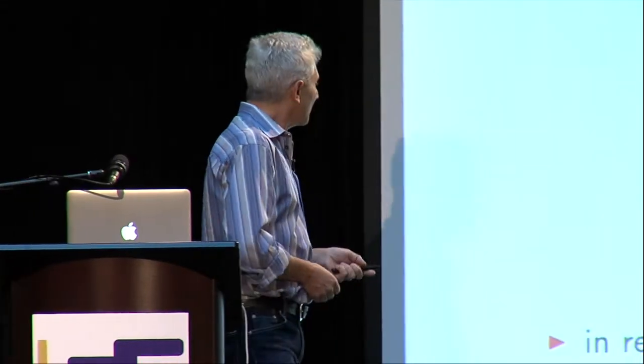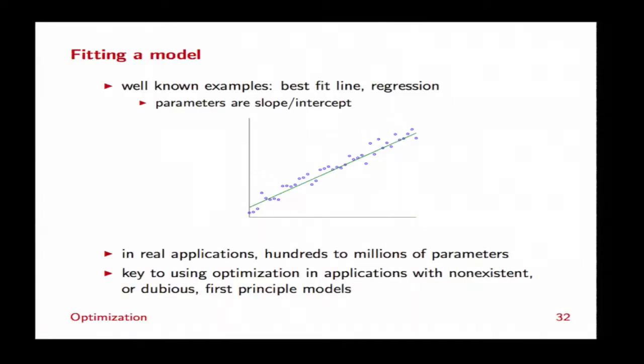However, the way real big models are done is kind of the same. By the way, people who actually do this are probably cringing right now. It's more or less the same, except instead of two parameters, you have hundreds or millions of parameters, and it's nothing you could do with your eyeball like this. And that's actually the key to using optimization in applications with non-existent or dubious first principle models. You make up a model for spam, and someone says it's ridiculous, and you go, well, I just fit it to 100 million data examples. Then the question is just, you check, does it work or not?